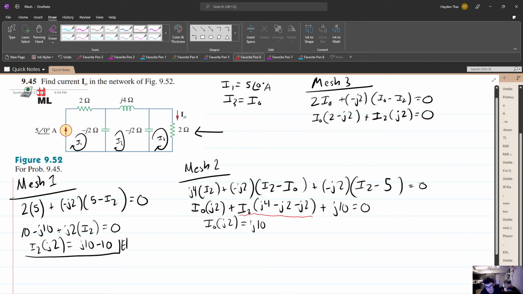Okay, second mesh, so we got J4 right up here, right? And we got this one, I2 minus I3, which is right here. Except for I3, I just switched it with I naught because they're the same thing. And then we have this one on the left hand side, so minus J2 times I2 minus I3, but I3 is just 5 because we know that the current for this entire mesh is going to be 5.